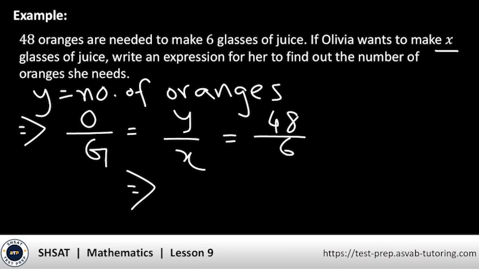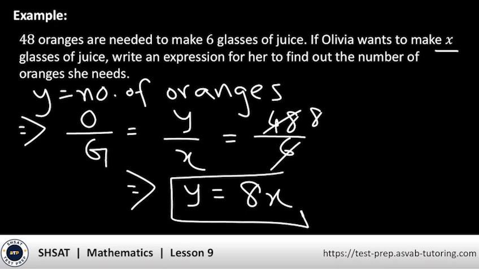So now if you simplify this, 6 into 48, that's just 8. So that means Y equals 8 times X, doing just cross multiplication. So that's my expression. They did not tell us to figure out the value for anything, just the expression, okay?